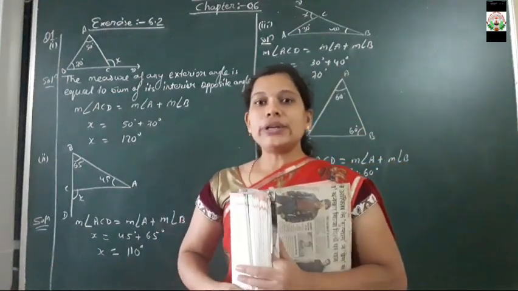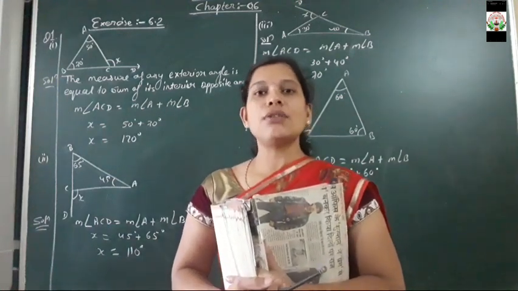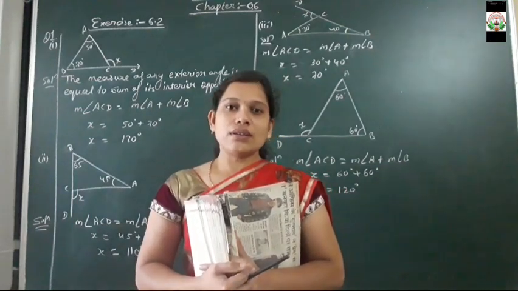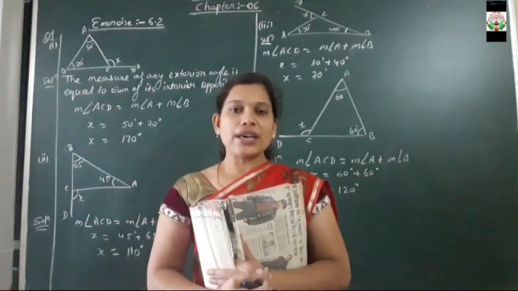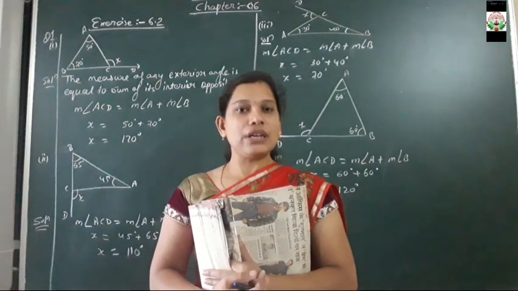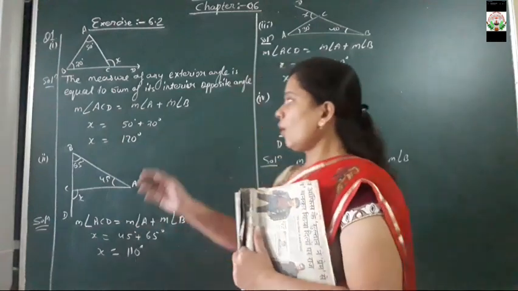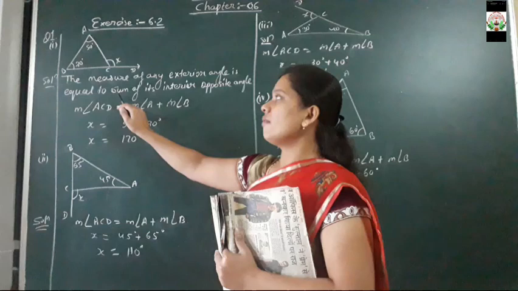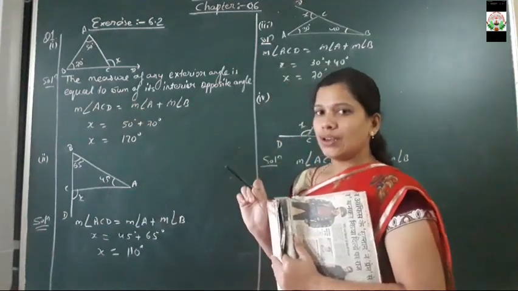Now while teaching you the definition, I had given you 4-5 properties. Among those properties, one property of a triangle states that the measure of an exterior angle of any triangle is equal to the sum of its interior opposite angles. This is the property of a triangle.